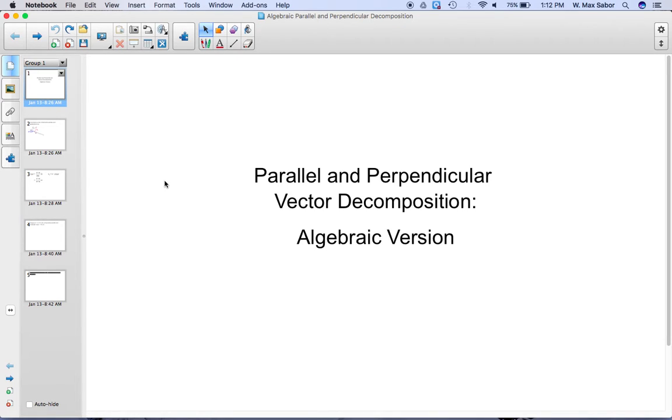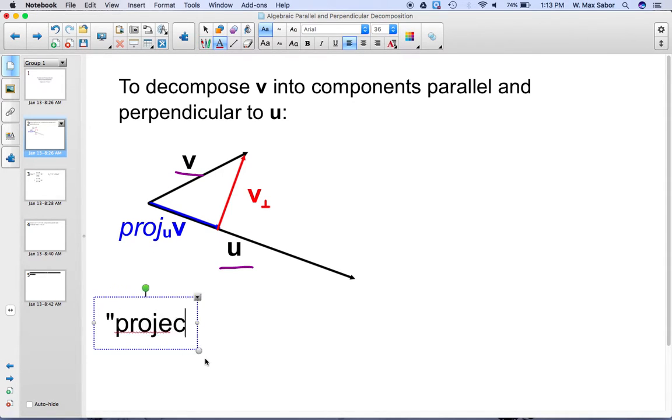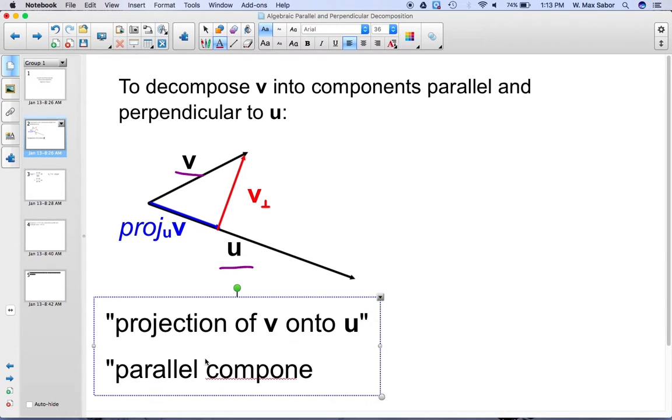How do we decompose a vector algebraically into its parallel and perpendicular components? Well, we would have to be given two vectors. We would be given a vector that we want to decompose and a vector that we want it to be parallel and perpendicular to. So this blue part is pronounced the projection of V onto U, or you could also say that it is the parallel component of V.